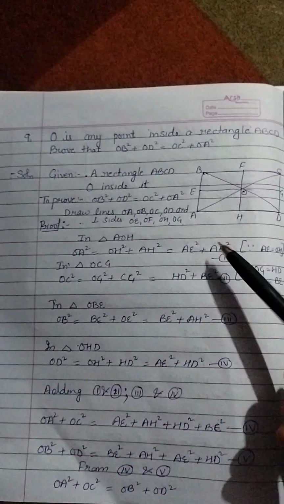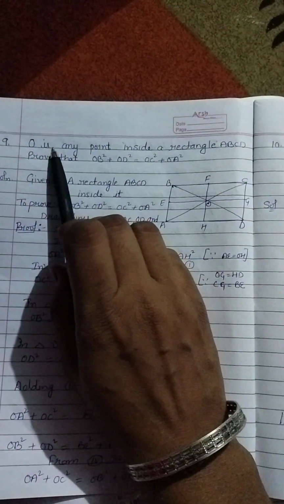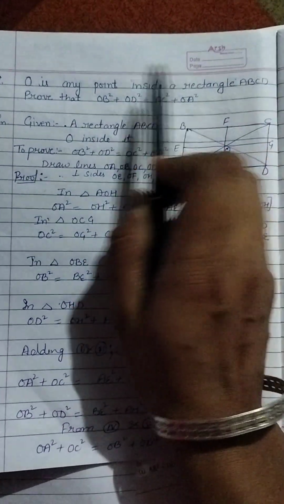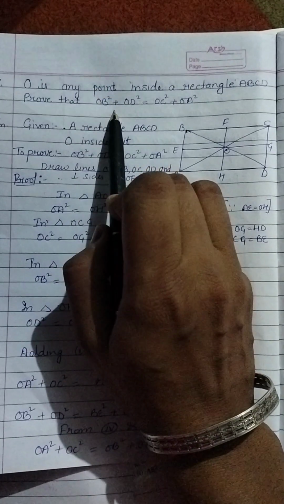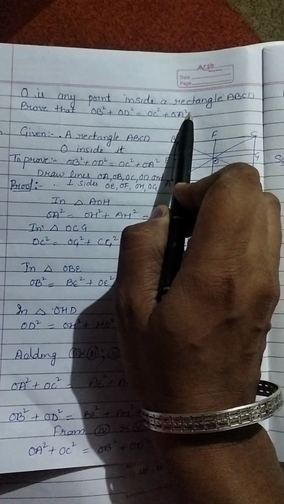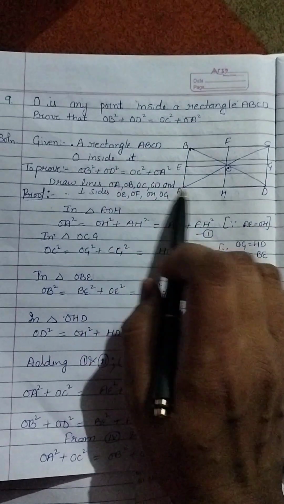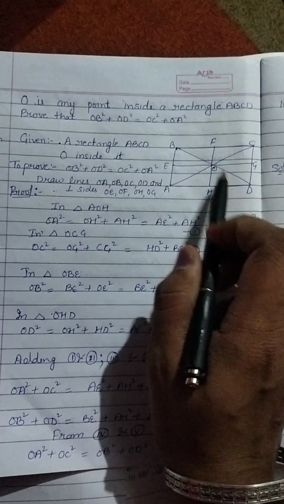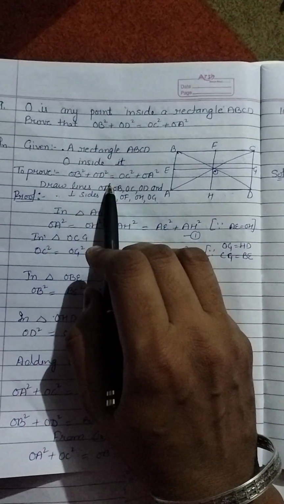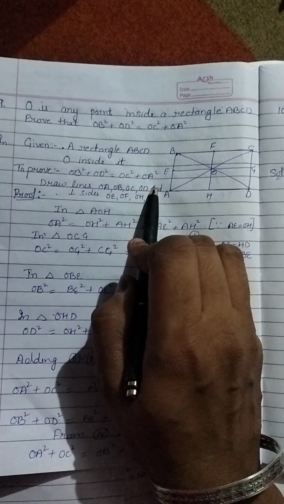Now question number 9. It says that O is any point inside a rectangle ABCD. Prove that OB square plus OD square is equal to OC square plus OA square. In this, the given is a rectangle ABCD and O inside this. We have to prove OB square plus OD square equals OC square plus OA square.